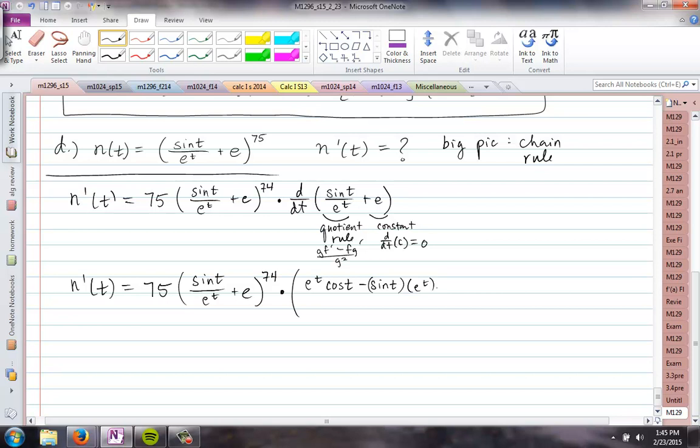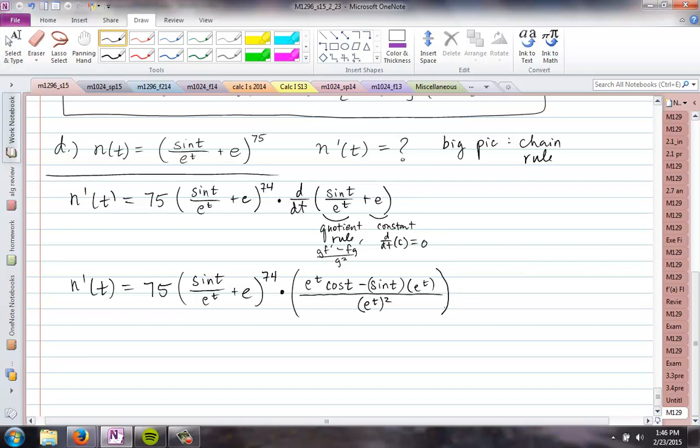It's a little confusing, but the derivative of e to the t with respect to t is just e to the t. That's all over our g squared, which is e to the t squared. And then plus e, its derivative is 0, so I don't have to include that part. And there's the answer.